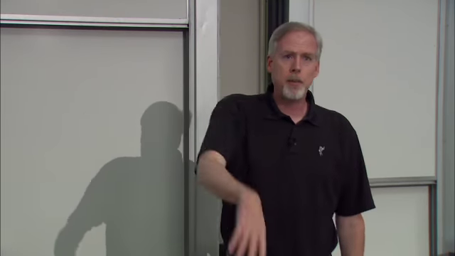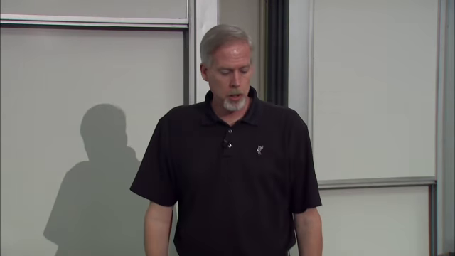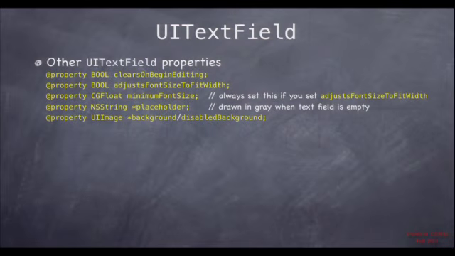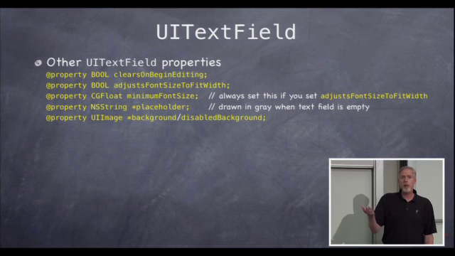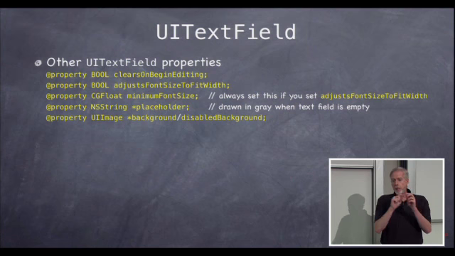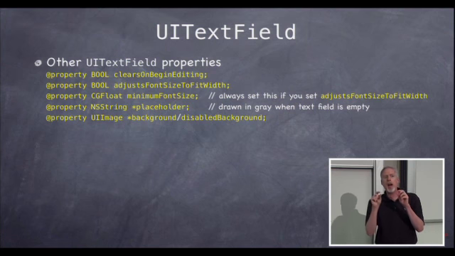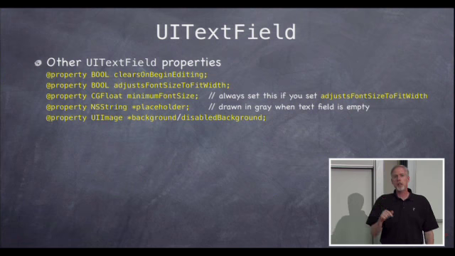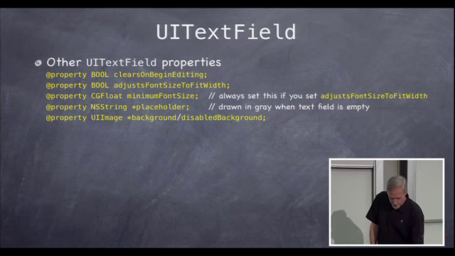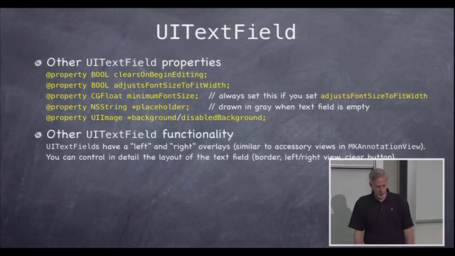Text field has a whole bunch of properties. You can go look at them. Maybe we'll get to use the one, placeholder, today, which is kind of a fun one. You basically set the placeholder, and it'll put that text in the text field grayed out until someone clicks on it and starts typing. So it's kind of a little hint. It's got a bunch of other stuff. You can go look at that in the documentation.